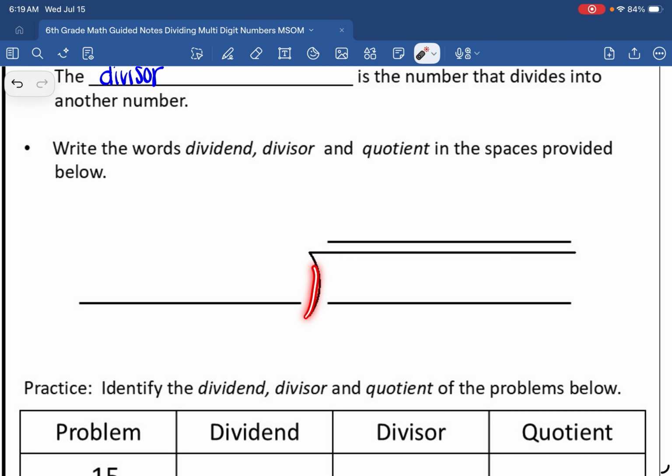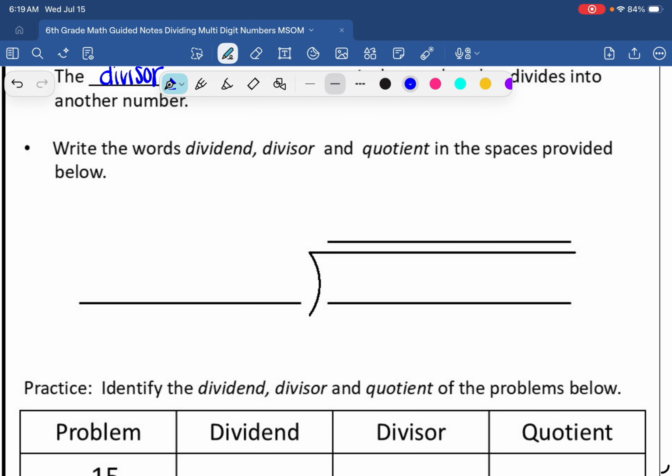We've all seen this long division symbol before. What goes inside is the dividend. That's the number that I'm dividing into. On the outside is the divisor. That's what I'm dividing by. And my answer goes up on top, and that's called the quotient.